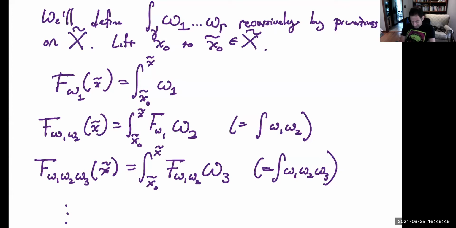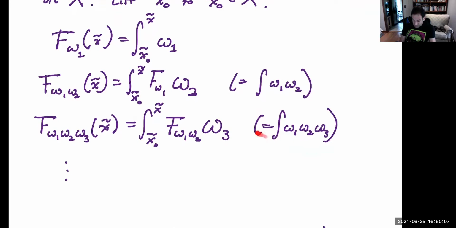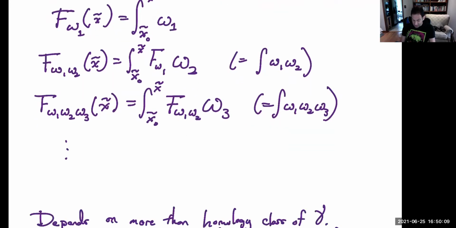Then I take the result of that, I multiply it by omega 2, and then I integrate again. And that's the expression I'll denote by the integral of omega 1, omega 2. Then I take the result of this, I multiply by omega 3, and then I integrate again. And so these lead to iterated integrals.